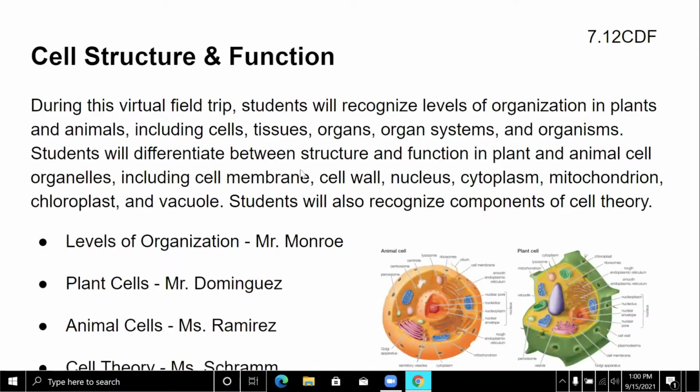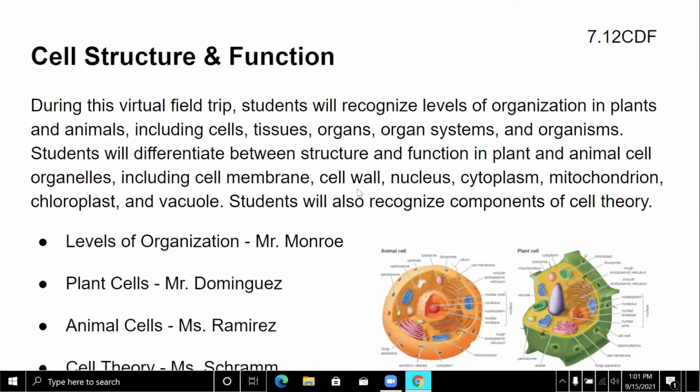During this virtual field trip, students will recognize levels of organization in plants and animals, including cells, tissue, organs, organ systems, and organisms. Students will differentiate between structure and function in plant and animal cell organelles, including cell membrane, cell wall, nucleus, cytoplasm, mitochondrion, chloroplast, and vacuole. Students will also recognize components of cell theory.